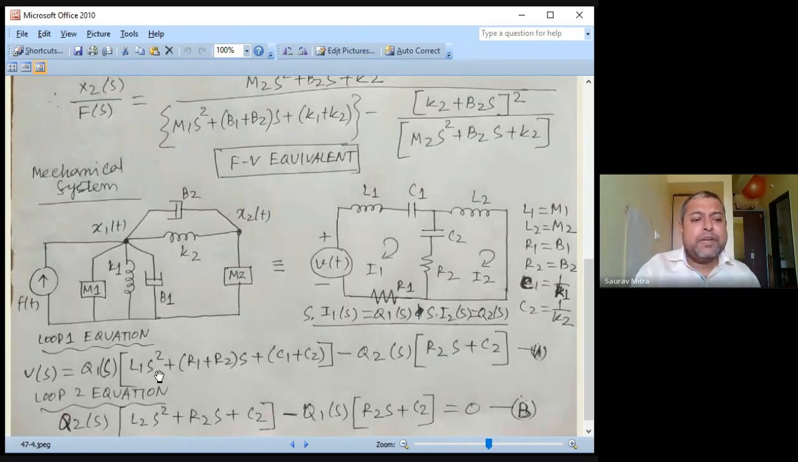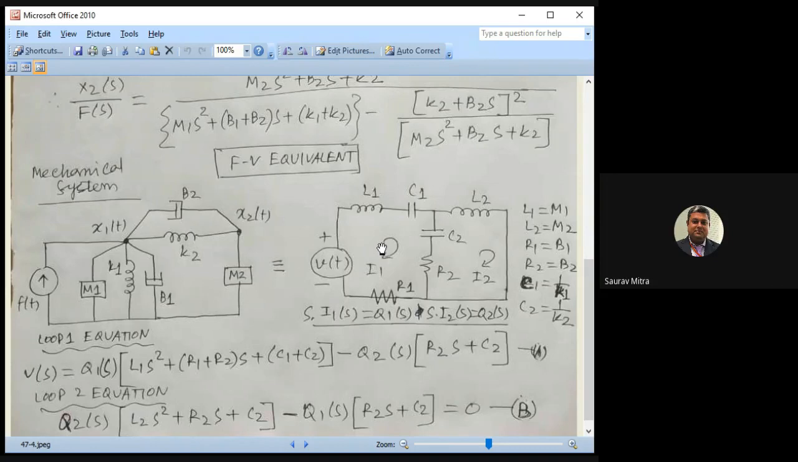Now in this case I can ask you to find q1s by vs, that is the transfer function of this first loop, or I can ask you q2s by vs. Okay, that is the charge in the second loop or charge in the first loop. So charge is the output and voltage is the input in this case.